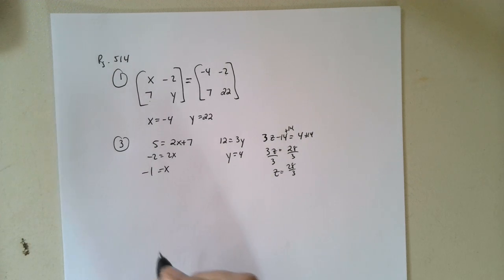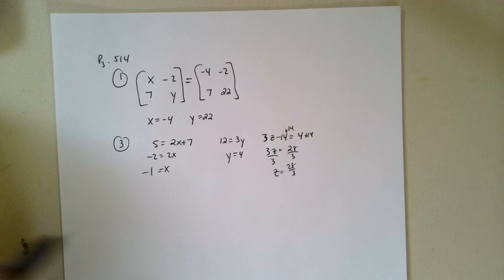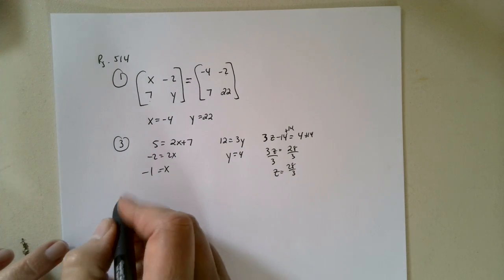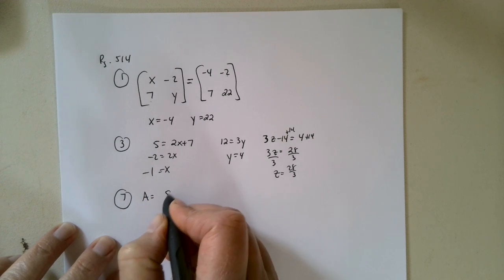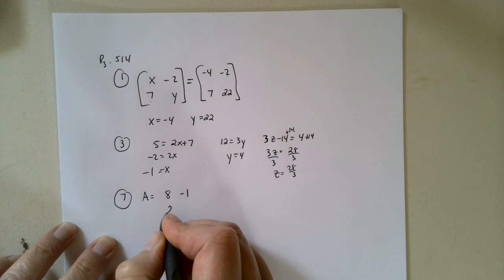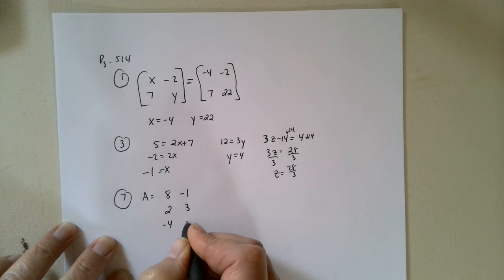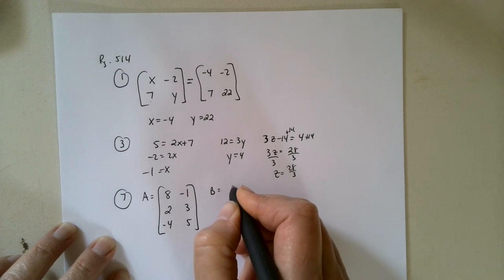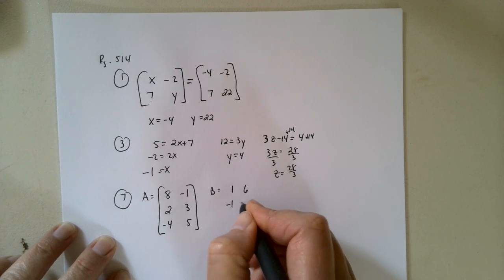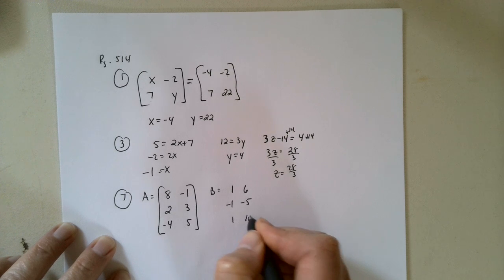Now, if we look at the section 5 through 12, it says find, if possible, a plus b, a minus b, 3 times a, and 3a minus 2b. So let's start with number 7. Matrix A is 8, -1, 2, 3, -4, and 5. And matrix B is 1, 6, -1, -5, 1, and 10.